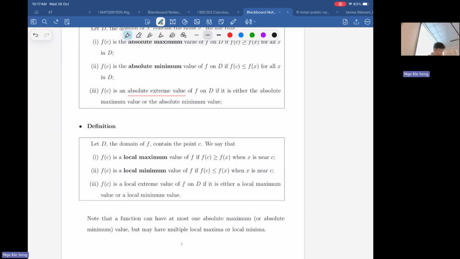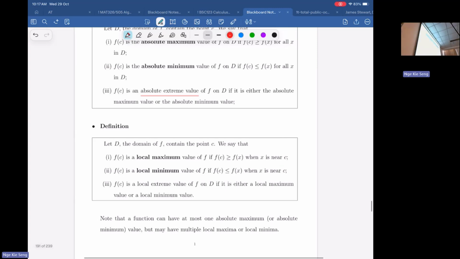In other words, this x will contain some open interval around c. So x is inside the open interval. Similarly for local minimum, as long as you are comparatively small with the surrounding. And if you are either a local maximum or a local minimum, you are a local extreme value.